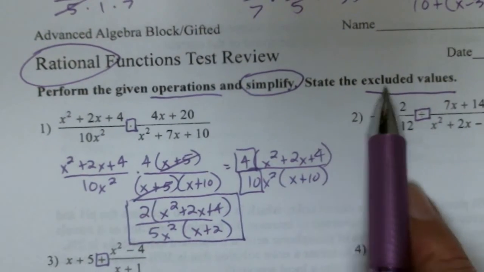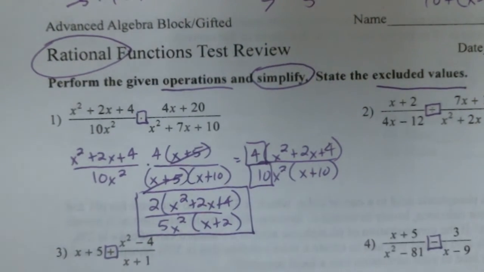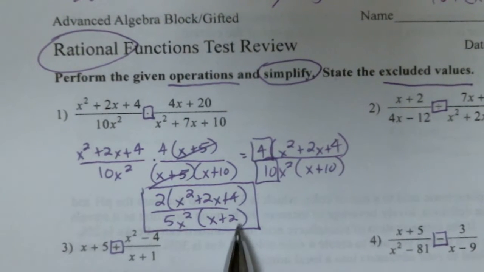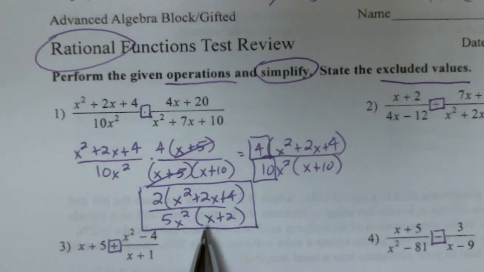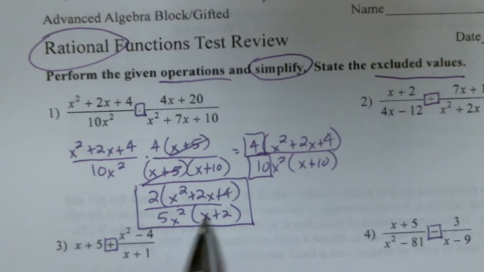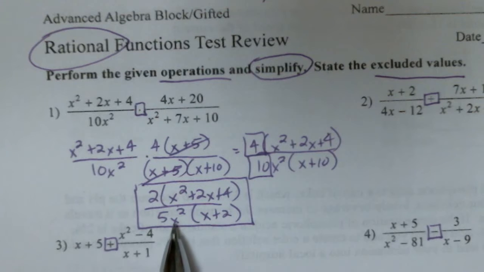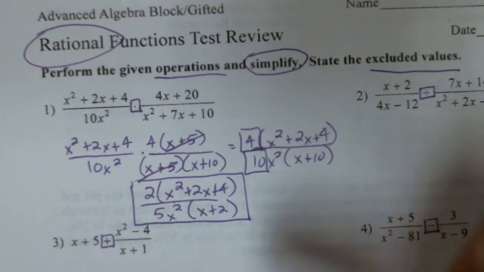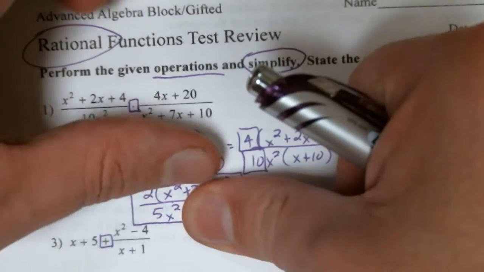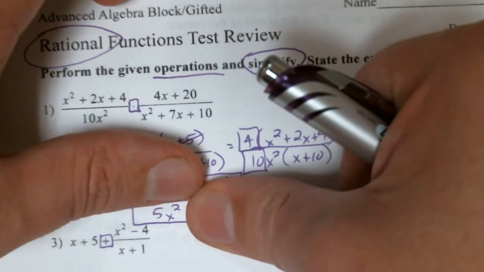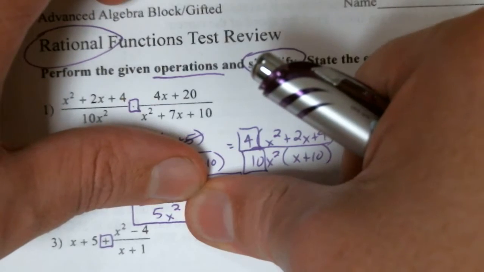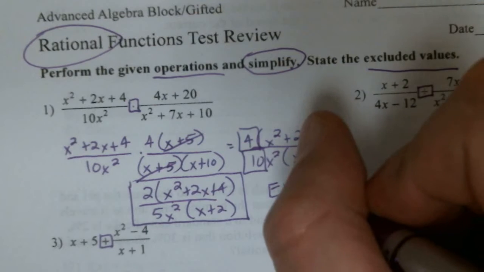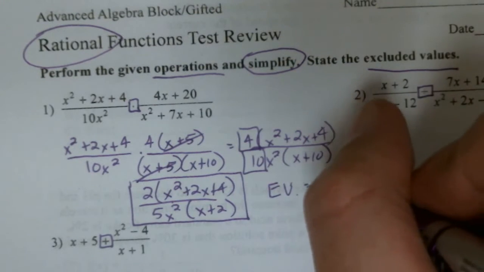All right, they want us to state the excluded values. Tricky here. You've got to go back and look at everything. If you make the mistake of looking at your final answer, then you'll ask, what are the values in the denominator that give me a 0? Anytime you have an x by itself, an x squared or an x or whatever, that's always going to give you a 0, because when I set the 5x squared equal to 0, I'm literally going to get 0. So one of my excluded values, we'll call it EVs, one of my EVs is going to be 0.